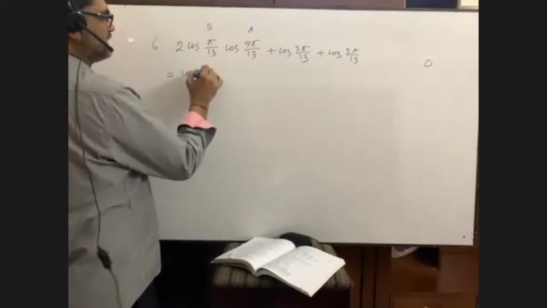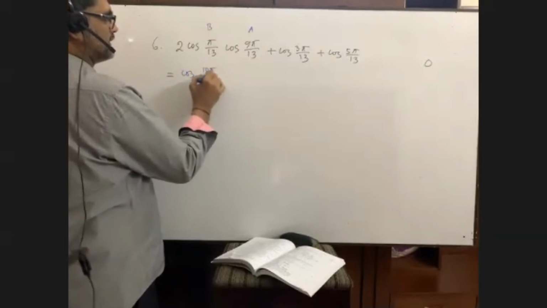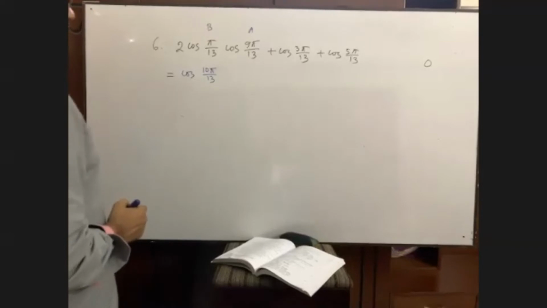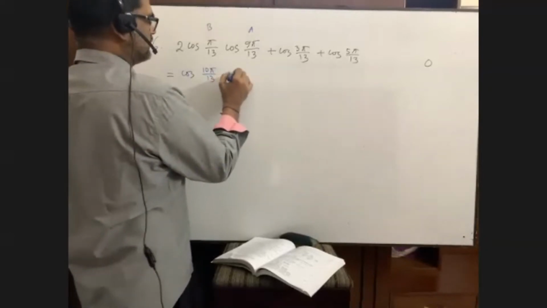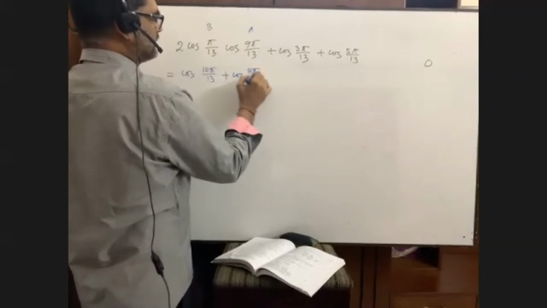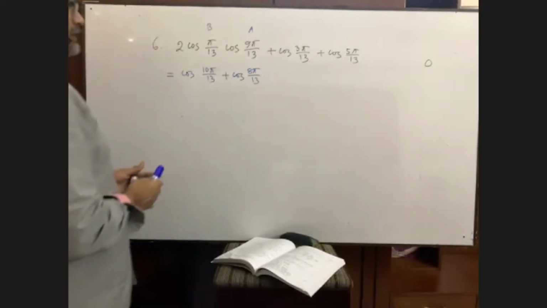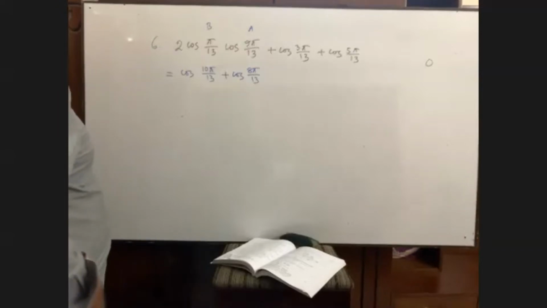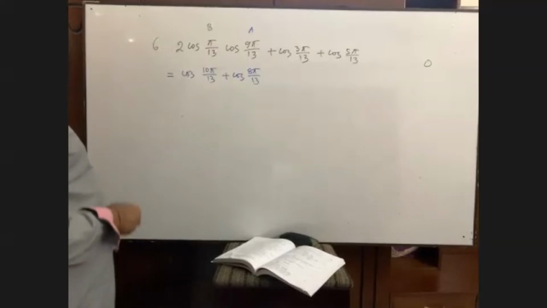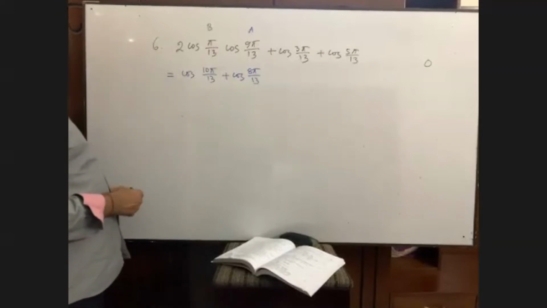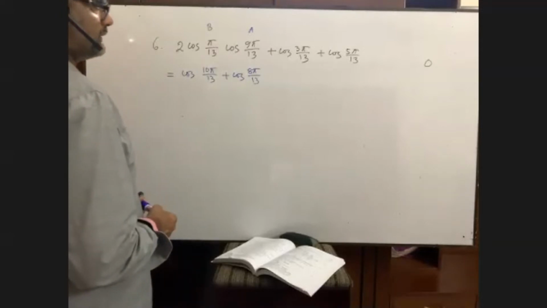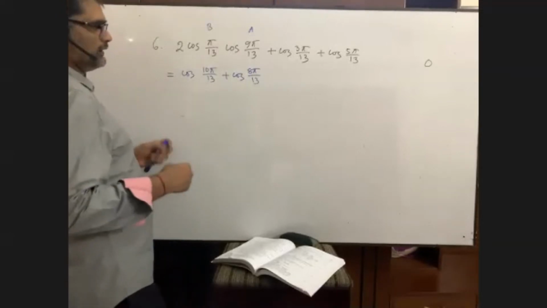This plus this, that is 10 pi by 13, cos of A plus B. Then plus cos of A minus B, cos of 9 minus 5, that is cos of 8 pi by 13. Just try to understand, you have got or you have not got. Cos of A plus B plus cos of A minus B. Okay? Yes, sir. Now you carry on this.